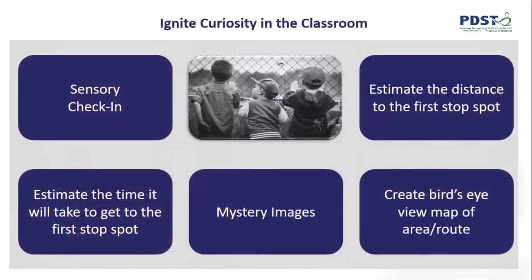Before embarking on the STEM trail, the teacher can ignite pupil curiosity in a number of ways. Teachers can do a sensory check-in with the children, asking them to look out the window and engage their senses. What can you see? What can you hear? Pupils can be challenged to create a map of the area or a route, perhaps a bird's eye view. Pupils could be challenged to estimate the distance between the classroom and the first stop spot and how long they think it will take.